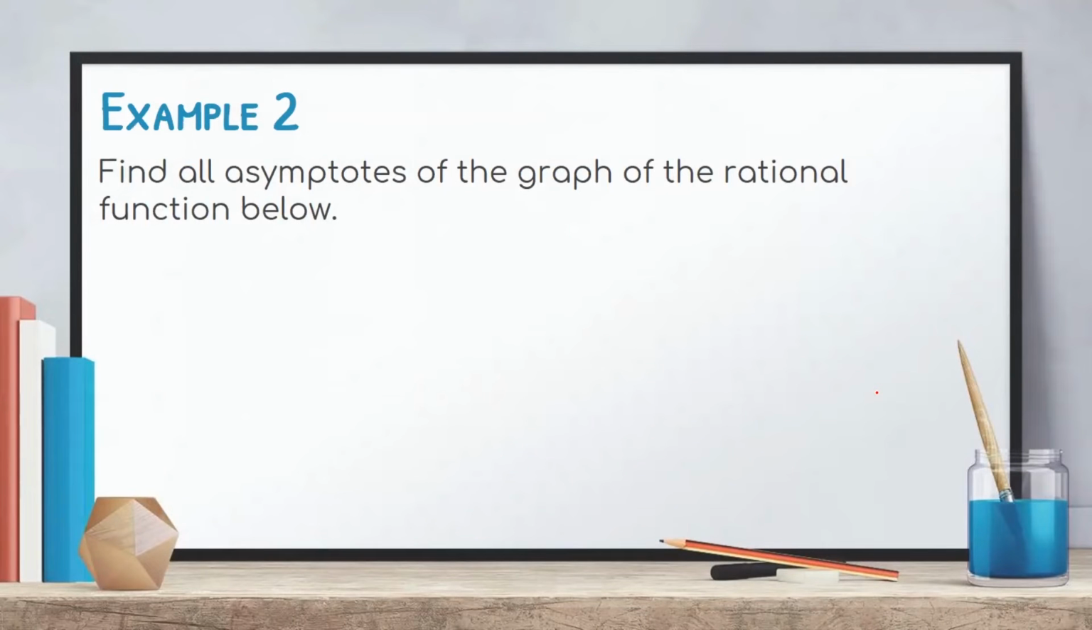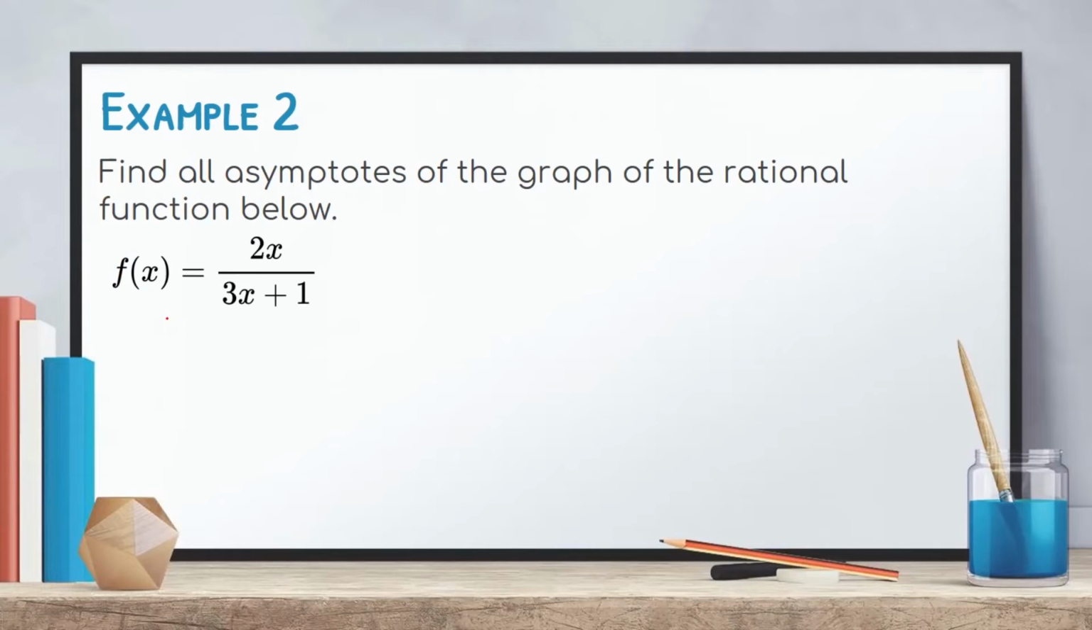Let us have another example. Find all asymptotes of the graph of the rational function f of x equals 2x all over 3x plus 1. Once again, since the numerator and the denominator have no common factor, we just need to equate the denominator to 0 and solve for the value of x for us to be able to determine the vertical asymptote.